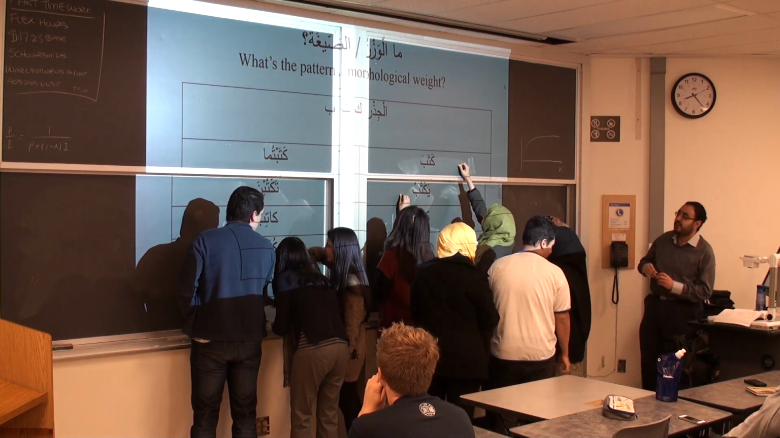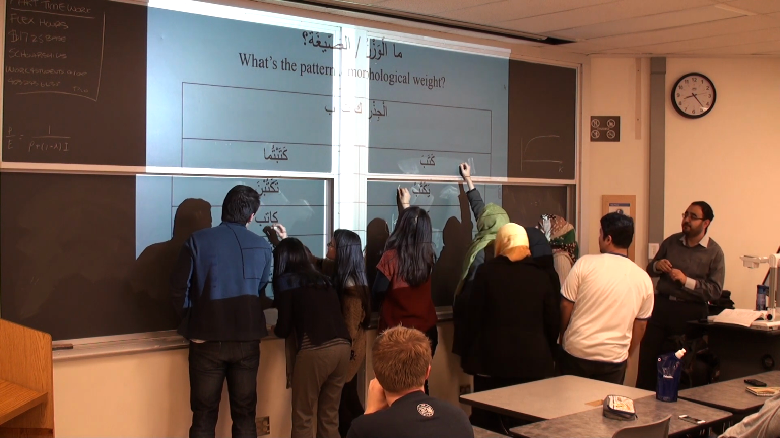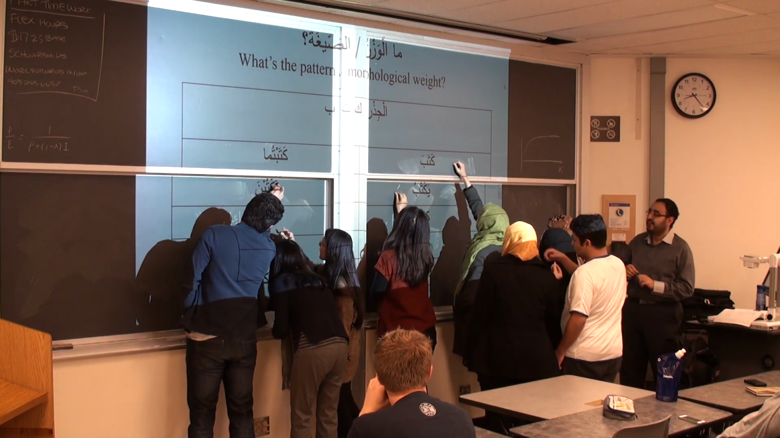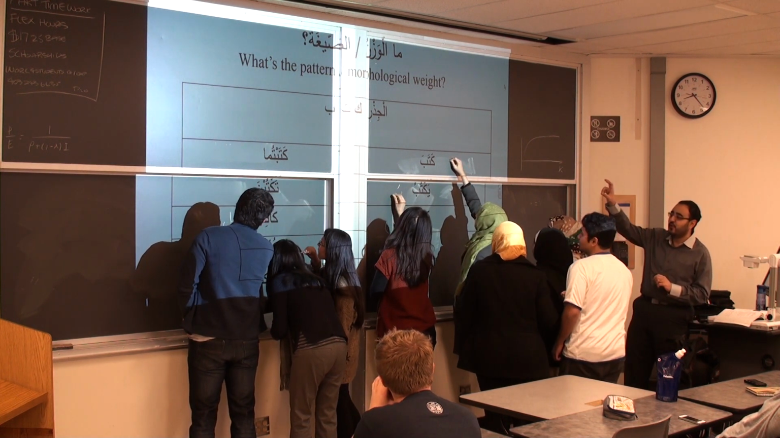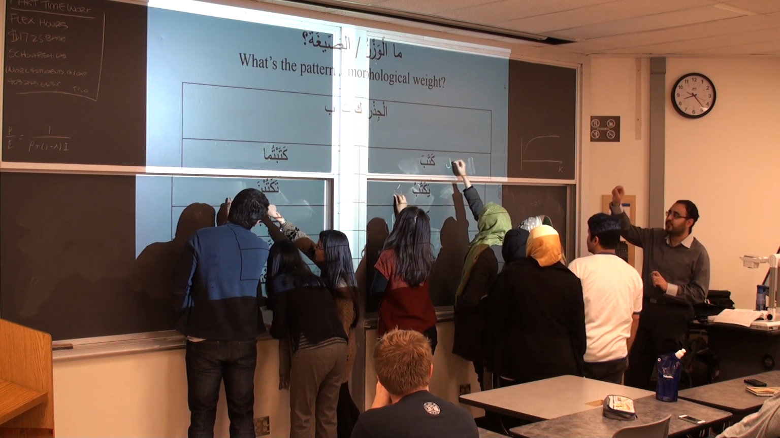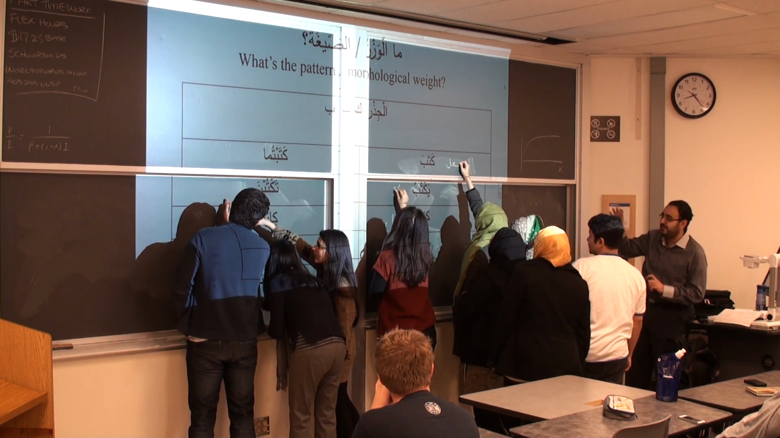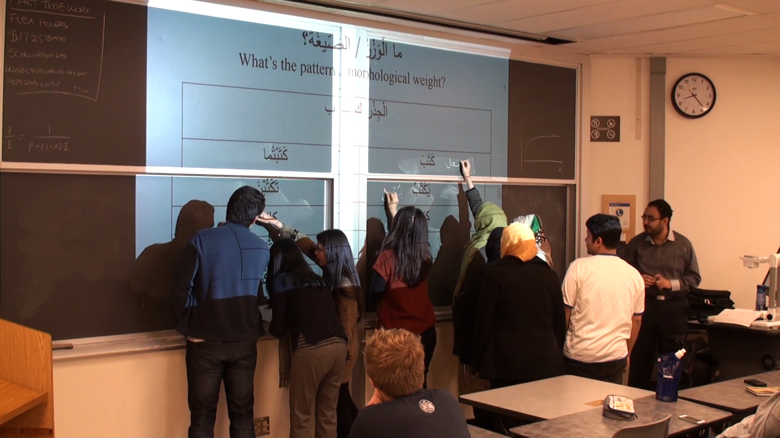Please remember that you already have the root for all of these words. The root is kaf, ta, ba, so as to make it easier for you.